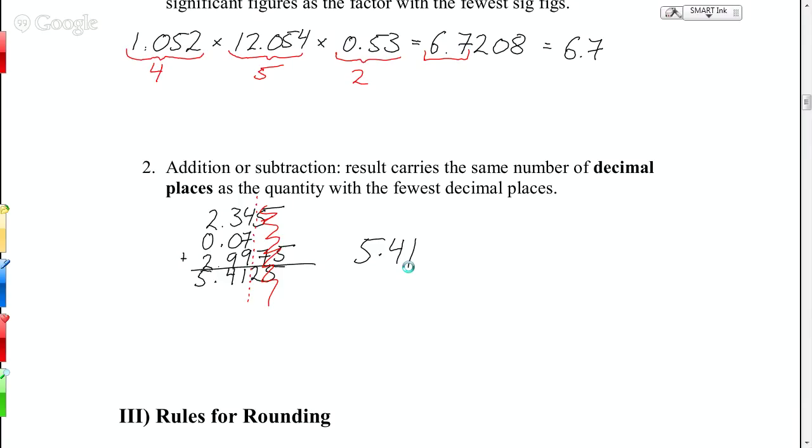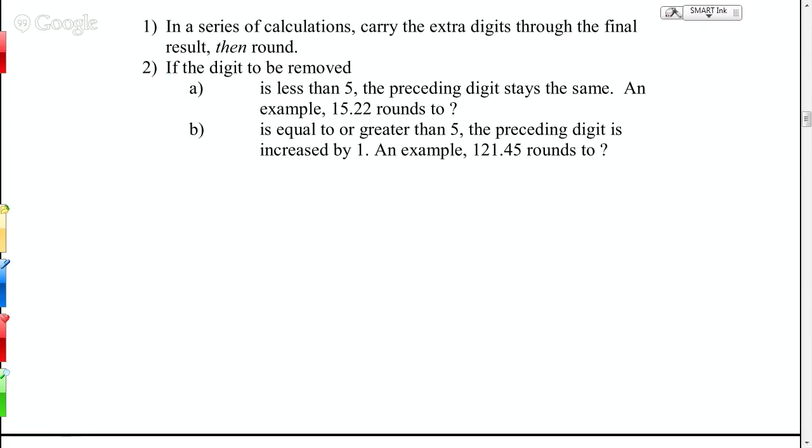There's some practice with those in chapter 1. We'll be practicing that all semester because we'll always have to do calculations and we'll always be dealing with this. So rules for rounding, as we said: make sure that you don't do any rounding until the final result. If you're doing a big set of something, don't do any rounding till the end.